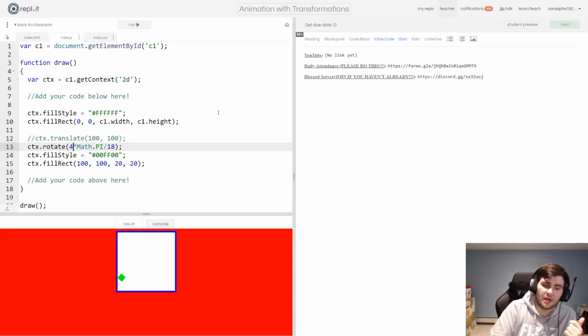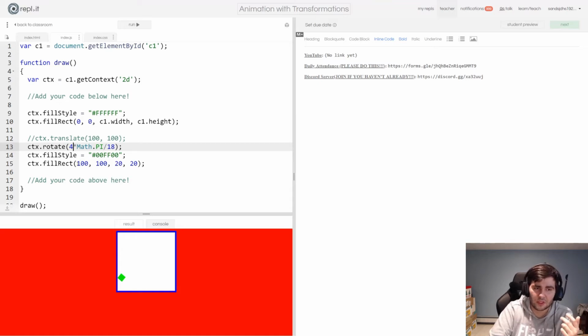The reason being is, well, you're rotating around an axis, and that axis is not the center of your shape. The axis of rotation is always 0, 0. It is always going to be that 0, 0 part of your canvas, with some exceptions. And those exceptions are when you translate your canvas.